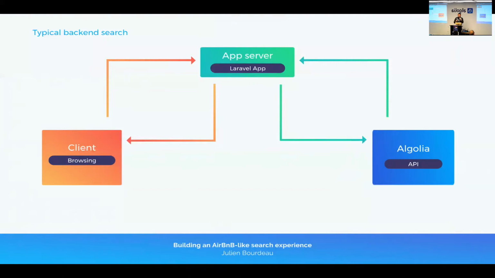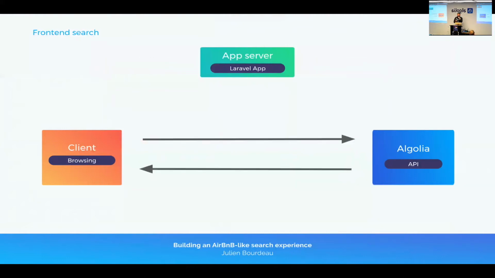And we will recommend you to bypass your server and build front-end search. So you call Algolia directly from your JavaScript. It will save network latency, and it will also offload your server so your application server can focus on something else.